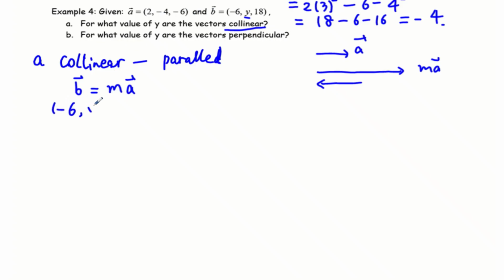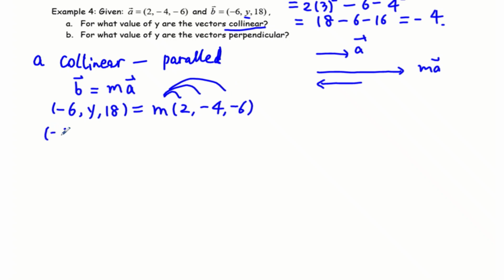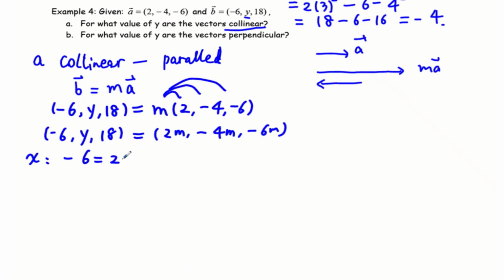Negative 6, y, 18 equals M times 2, negative 4, negative 6. And here we need to make sure the x, y, z directions are independent. So they have to equal each other. Then we are going to write: x direction is negative 6 equals 2m. Y direction is y equals negative 4m. Z direction is 18 equals negative 6m.